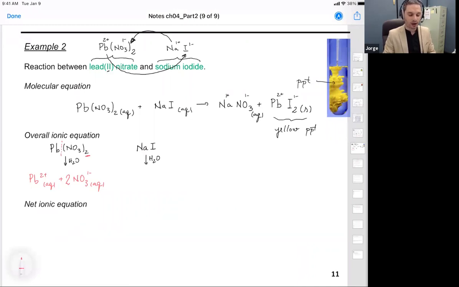Iodides are soluble when combined with group 1. Therefore, the water is strong enough to break the interaction between sodium and iodide. It's going to form sodium plus and iodide minus, dissolved in water.